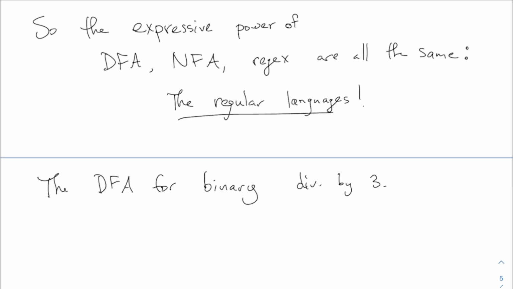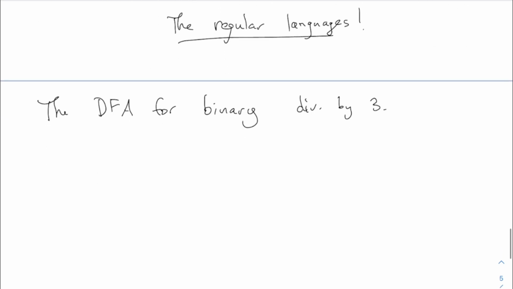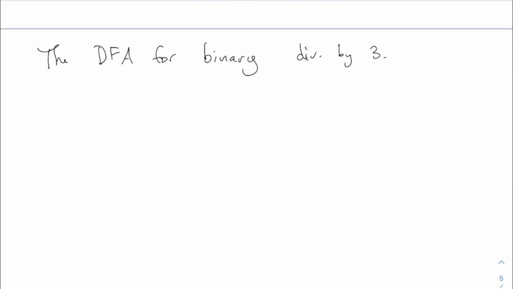Right? A DFA which accepts only binary numbers which are divisible by 3 and rejects if it's not divisible by 3. If you believe all of this, what it means is it should be possible to do this with a regular expression. There should be a single regular expression which generates all binary numbers that are divisible by 3. All right, so I want to see what that would look like. The DFA for binary numbers divisible by 3 should be expressible as a regular expression, which I think is interesting.